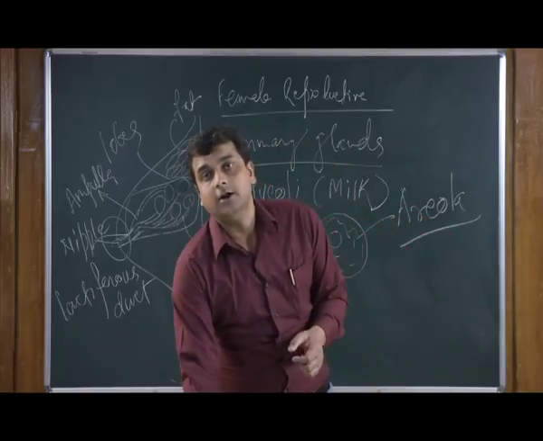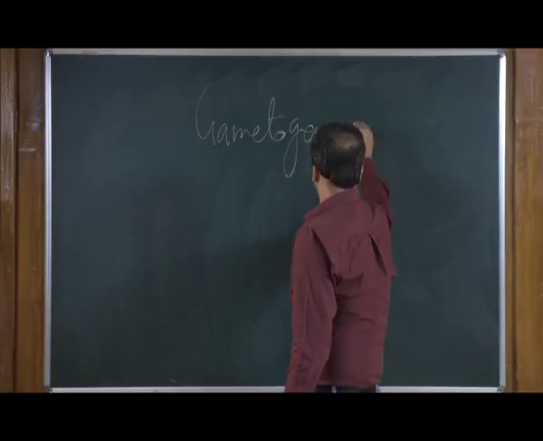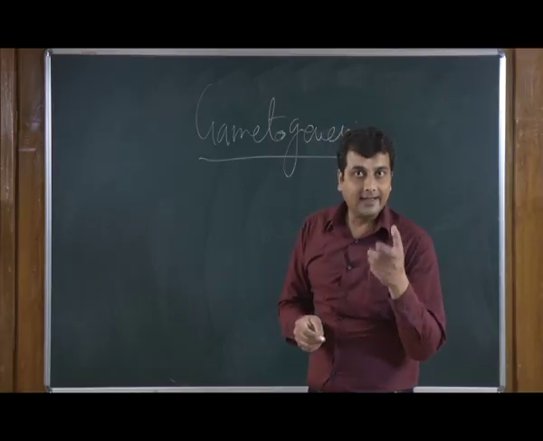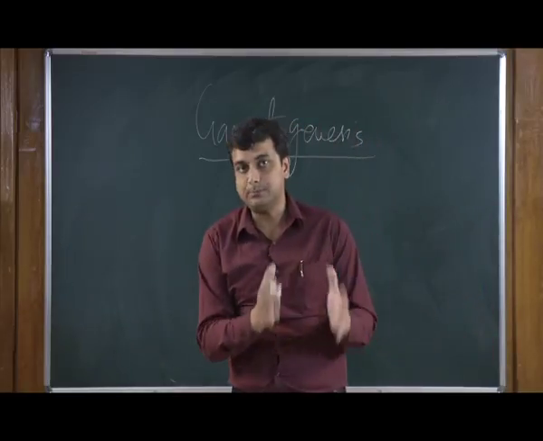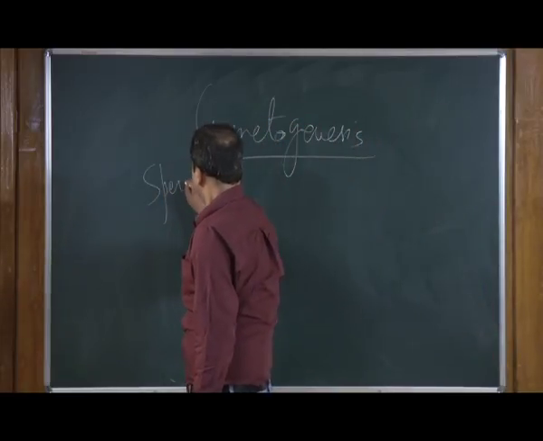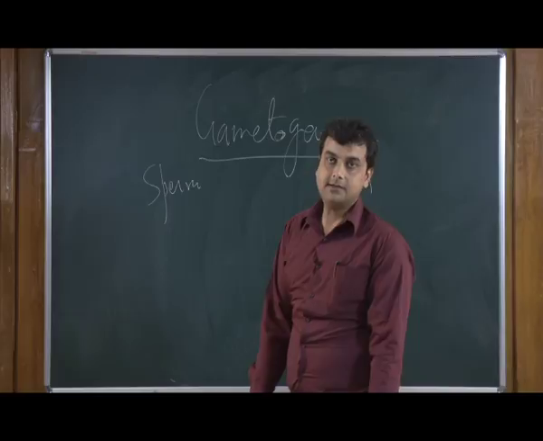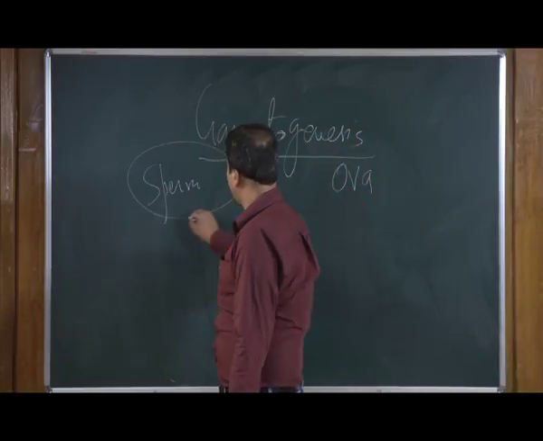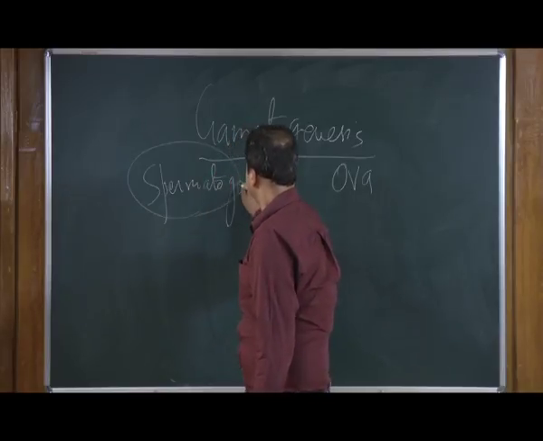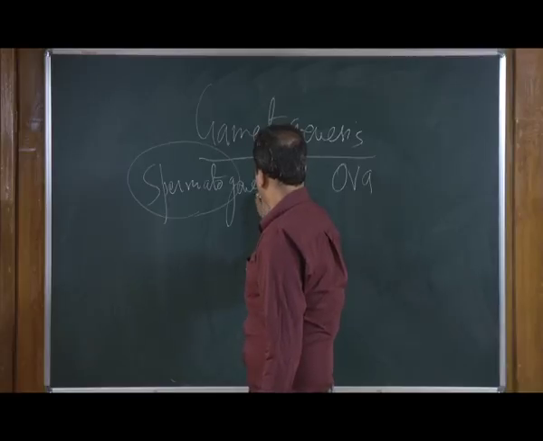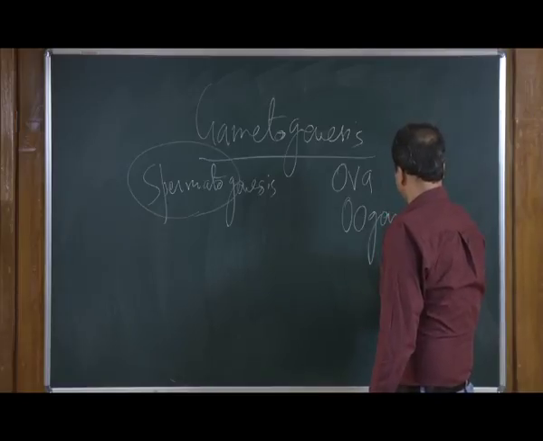Let us move on to gametogenesis, that means formation of gametes. What is there in the gamete? We have the sperm as the male gamete and the ova as the female gamete. This process of gametogenesis is called spermatogenesis for the formation of sperm, and oogenesis, which we discussed earlier, is the formation of ova.